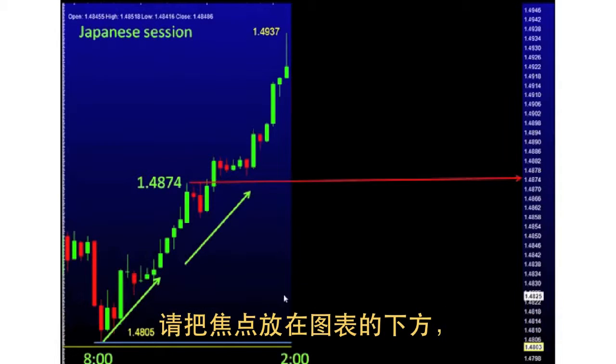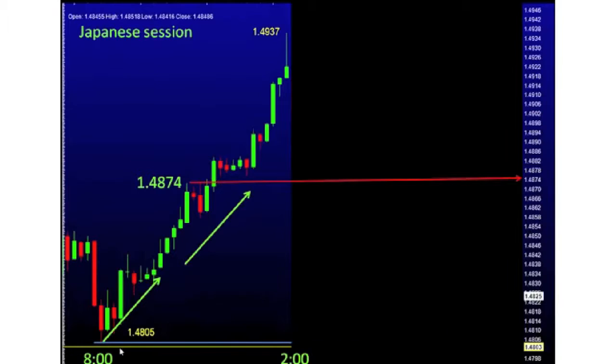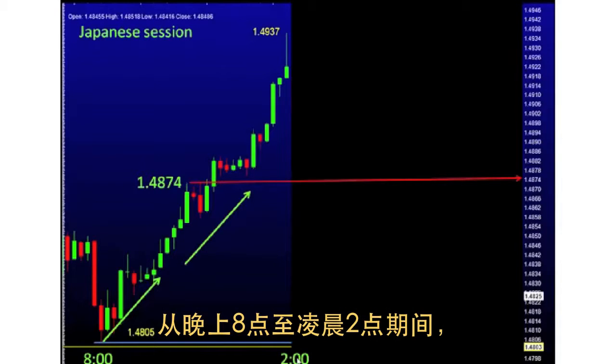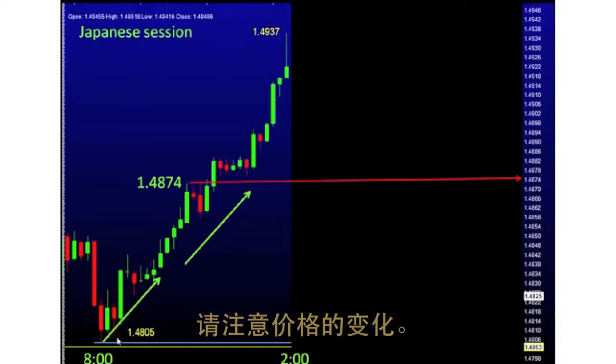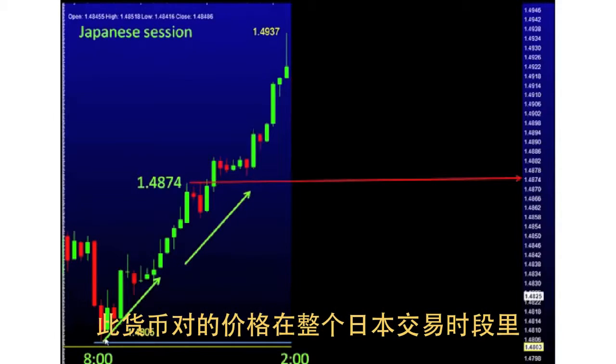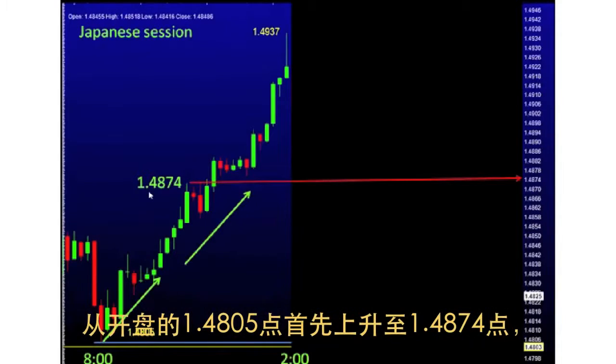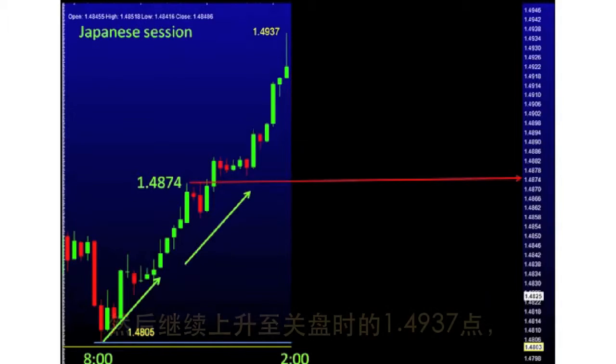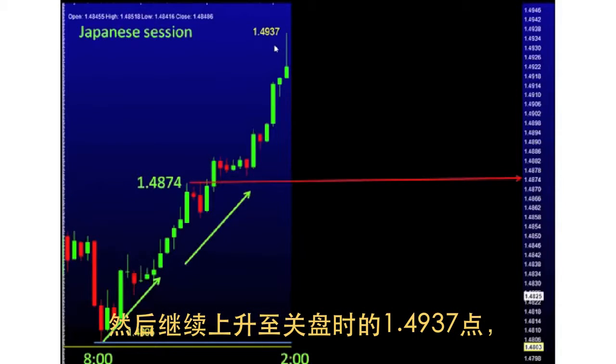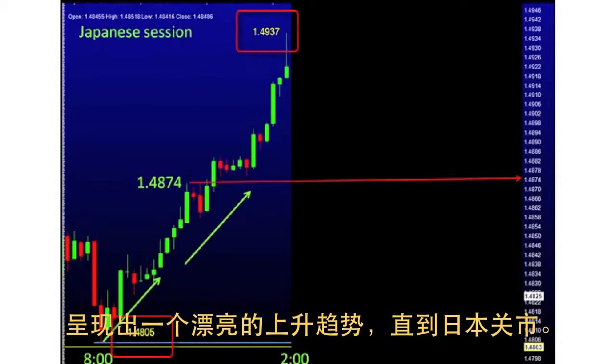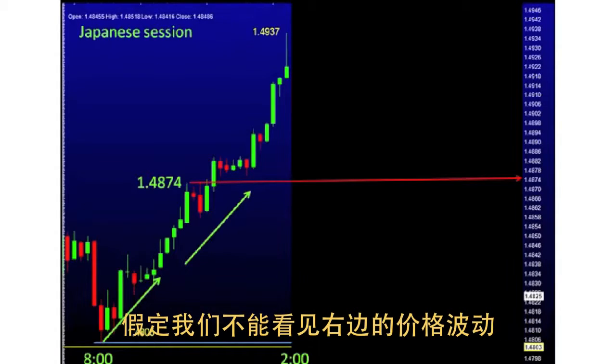I want you to focus on the lower part of this chart, 8 p.m. to 2 a.m. And I want you to take a look at the price. The price here was 148.05. As time went on, the price moved from 148.05 to 148.74. And as we reached the end of the Japanese session, take a look at how the price moved from 148.05 to 149.37. This is a beautiful uptrend during the Japanese session.